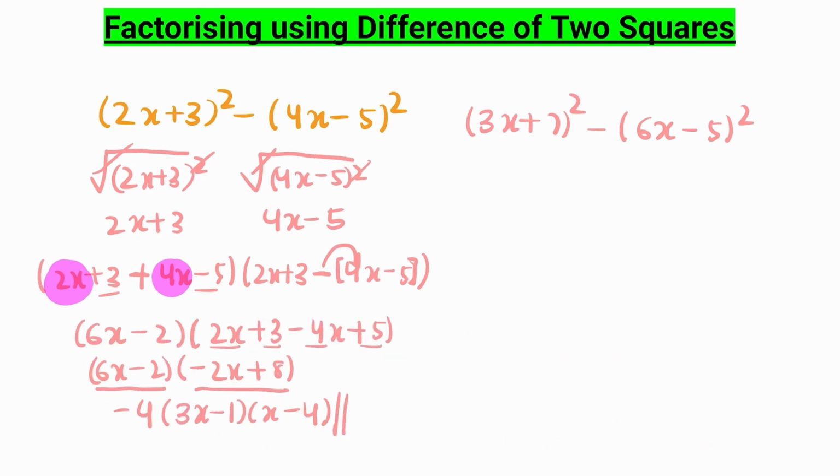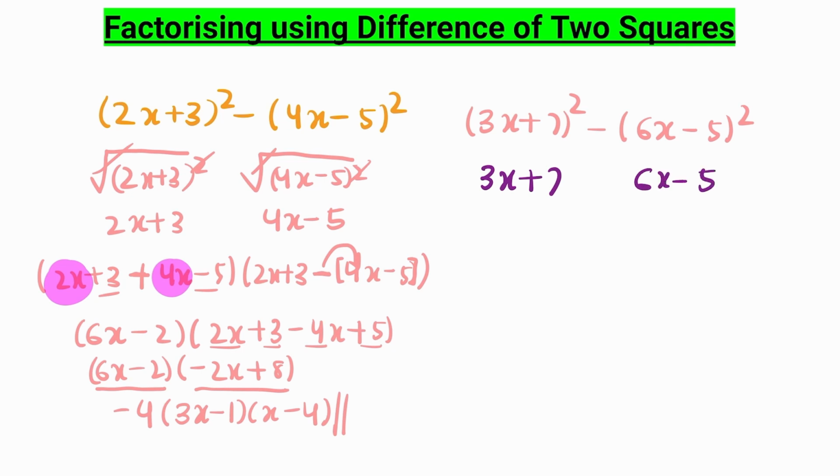Again, this is in the form where we can factorize using difference of two squares. We have to take square root of 3x plus 7 squared and then also 6x minus 5 squared. We can cancel out square root and squared signs in both of them. So what will we have? 3x plus 7 and 6x minus 5.